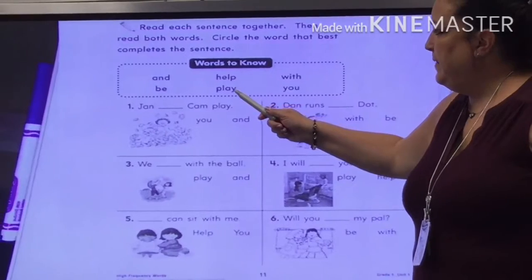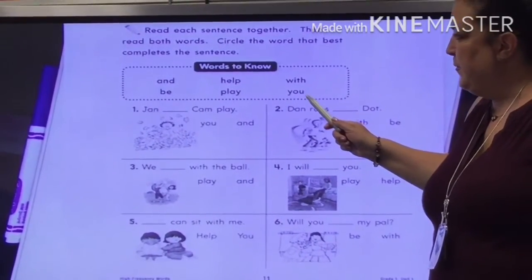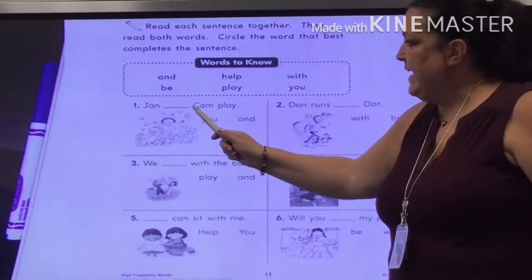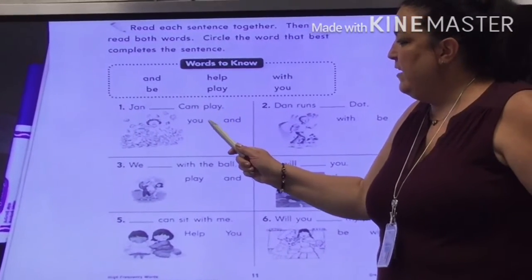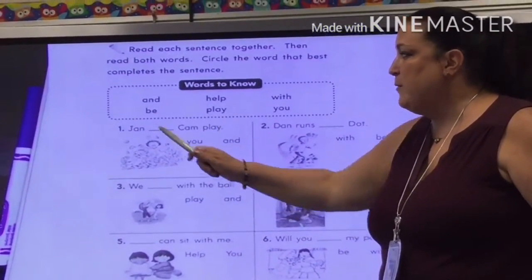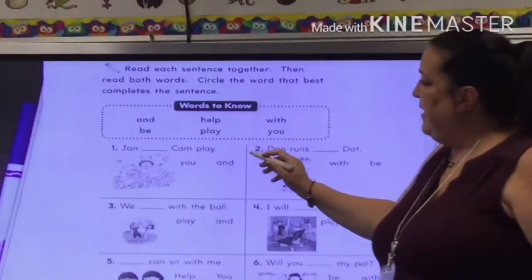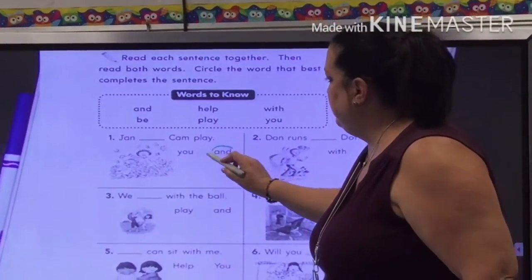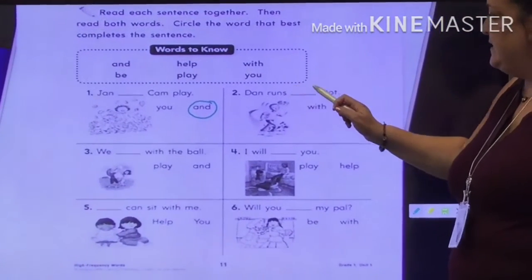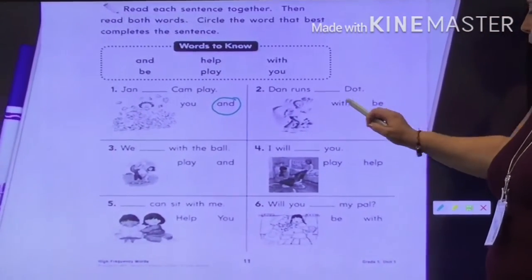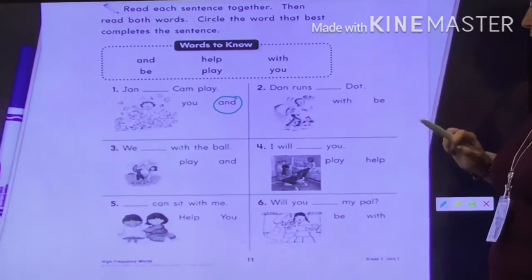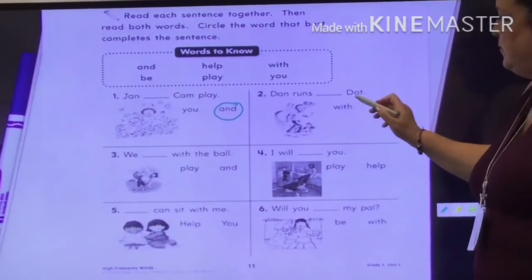be, play, you. Number 1, Jan blank can play. You or and. Jan, you can play, or Jan and can play. And. Number 2, Dan runs blank dot. With or be. Dan runs with dot, or Dan runs be dot. I would say with.